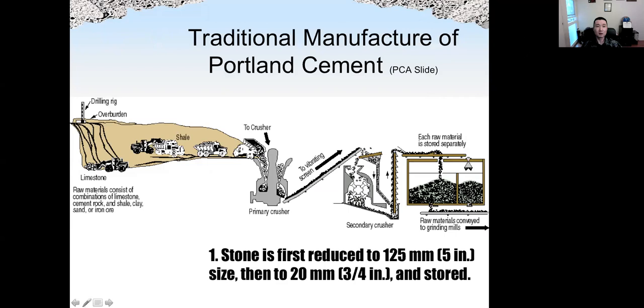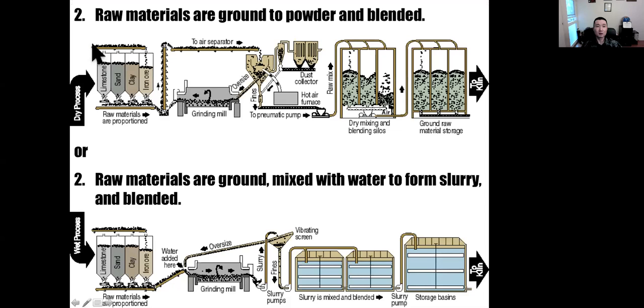All right, so again, the first step is we get raw materials from the quarry, most likely. The stone from the quarry is first reduced to smaller size, and then they will be stored separately, as we can see here. The next step is the raw materials, including limestone, sand, clay, and iron ore, are ground into powder form and blended depending on the requirement, depending on what type of cement we want to make.